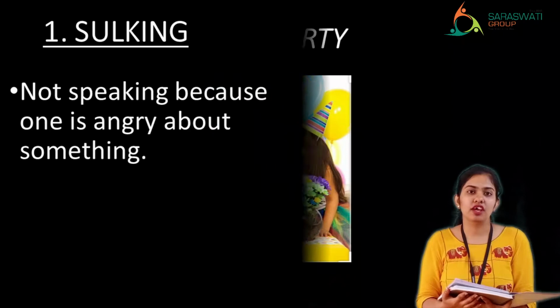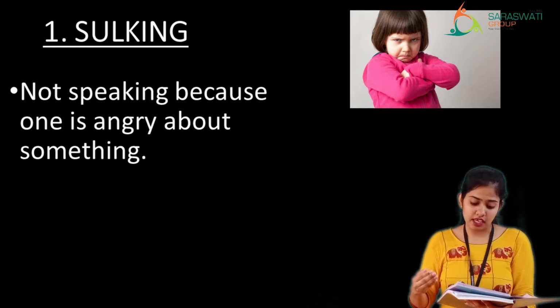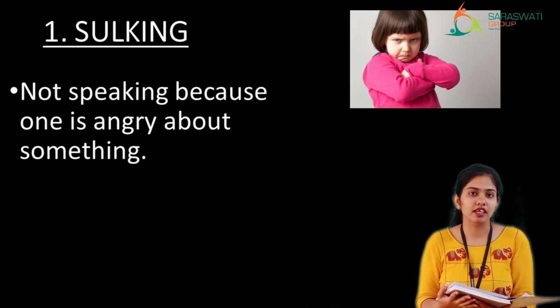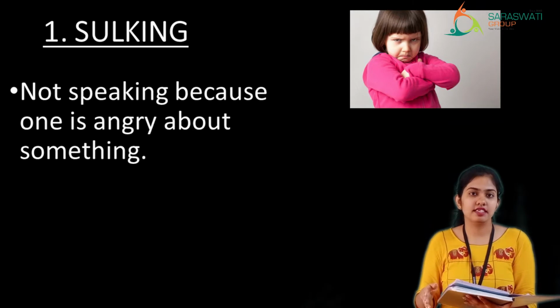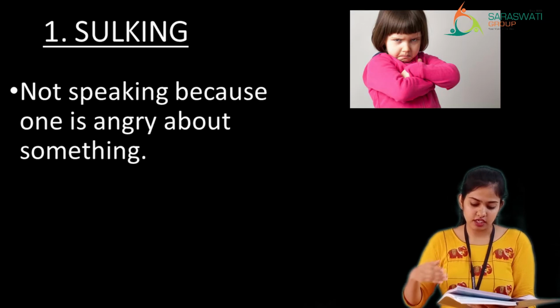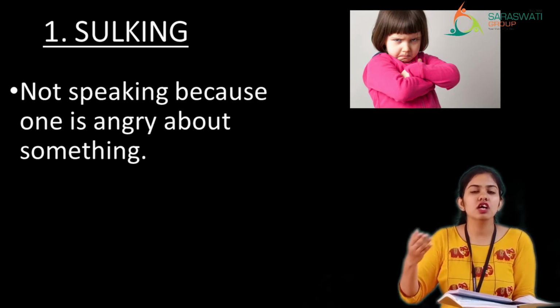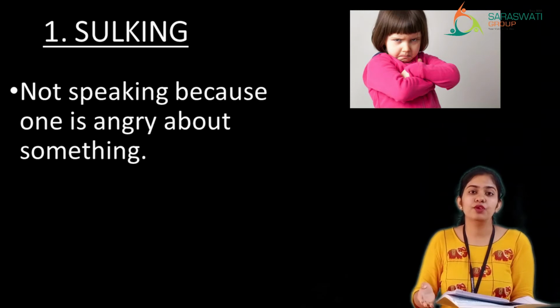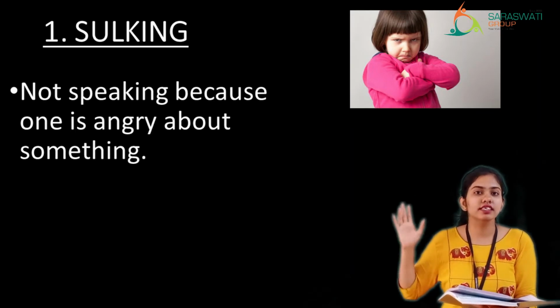So we are starting our first chapter, that is a birthday party. In that, our first vocabulary word is sulking. What is sulking? Sulking means not speaking because one is angry about something. So let me give you the example in context of the chapter. There is a little girl named Mona whose birthday it is and no one is celebrating her birthday. So she is upset, right? She is sulking on her bed because she is not speaking with anyone, and she is upset and angry because no one was celebrating her birthday. And you can also see in the picture and you will get a clear idea of what sulking means.